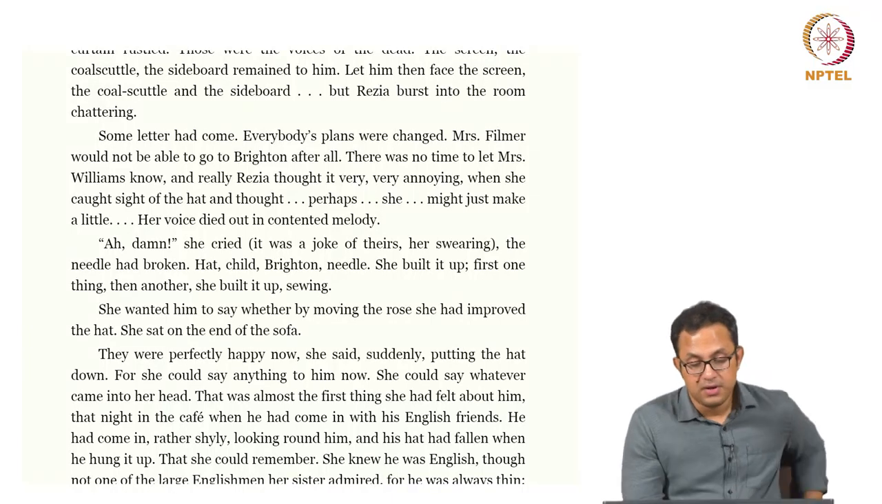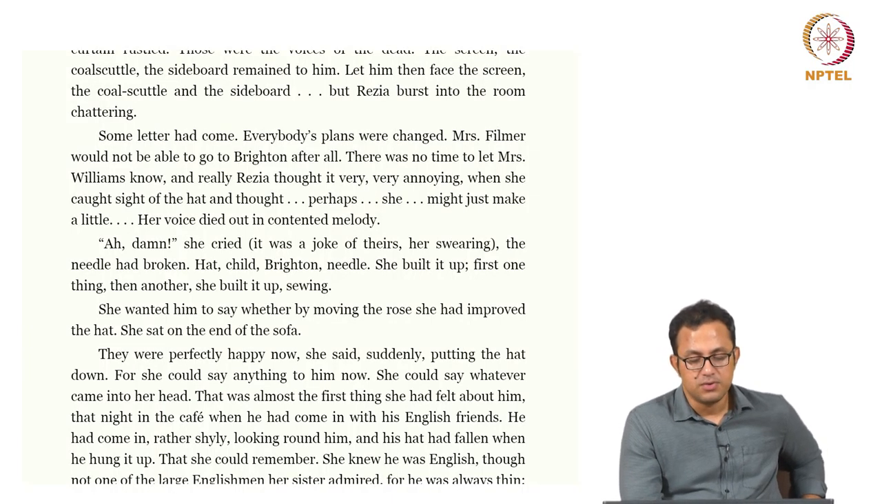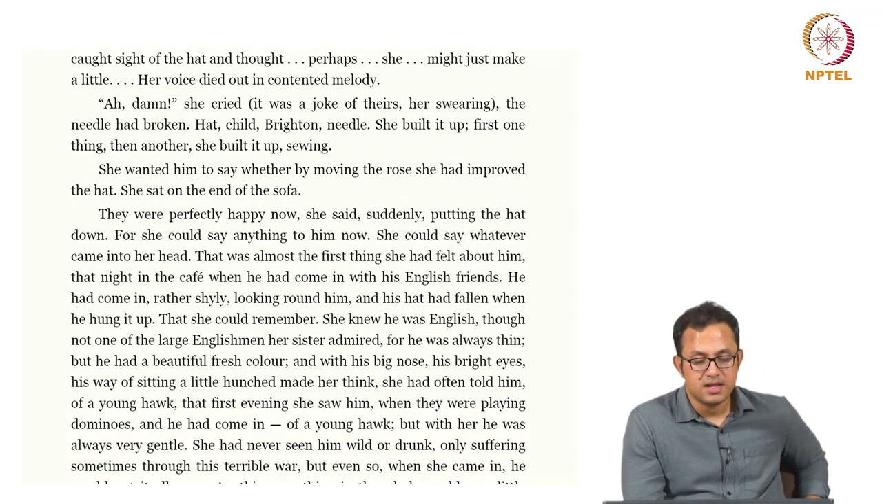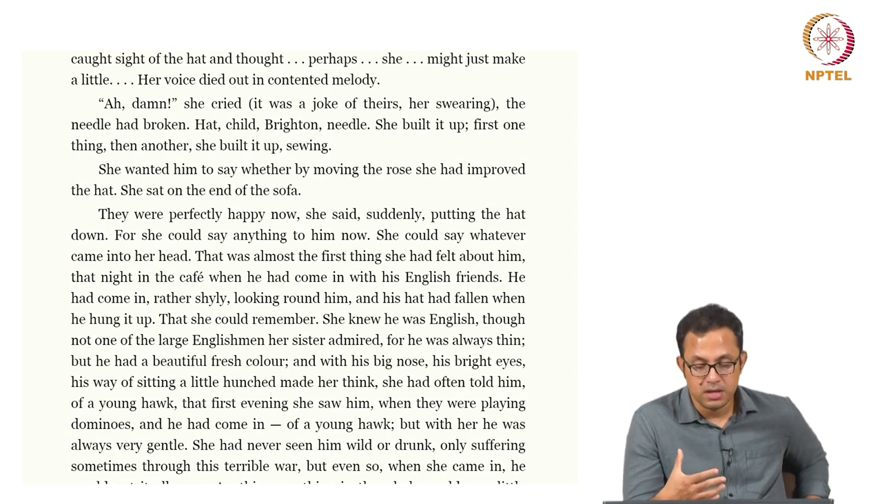They were perfectly happy now, she said, suddenly putting the hat down. For she could say anything to him now. She could say whatever came into her head. It was almost the first thing she had felt about him, the night in the cafe when he had come in with his English friends. He had come in rather shyly, looking around him, and his hat had fallen where he hung it up. That she could remember. She knew he was English, though not one of the large Englishmen she had so admired, for he was always thin, but he had a beautiful fresh colour. And his big nose, his bright eyes, his way of sitting a little hunched, made her think, she had often told him, of a young hawk, the first evening when she saw him, when they were playing dominoes. Then he had come in like a young hawk, but with her, he was always very gentle.